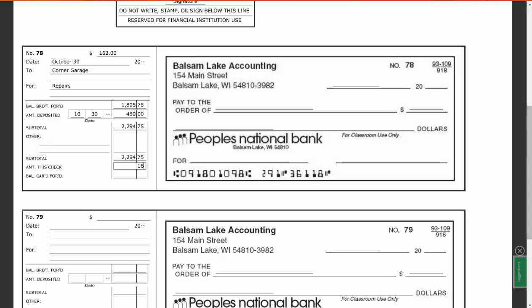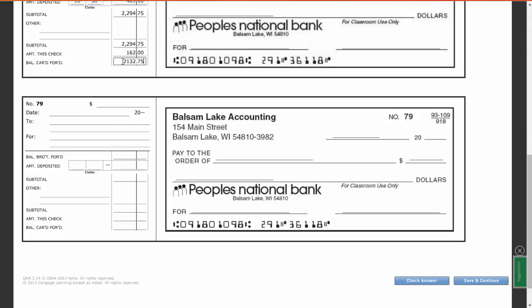The amount of this check is $162. So I'm writing a check for $162, but before I write it out, the balance on my check stub says $2,294.75. So I need to go through and subtract. And when I subtract, what is my balance, Dylan? Correct. $2,132.75. The next thing I do is I take that $2,132.75 and put it in my next check stub.